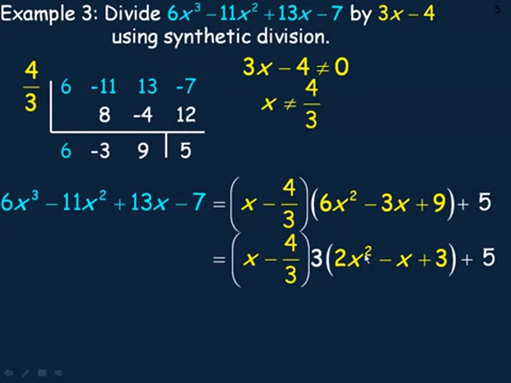Now this is where we get the 3x minus 4 back from. If you take that 3 and multiply it into the binomial in the front, 3 times x is 3x. And 3 times the negative 4/3, I guess, is negative 4, because the 3's in that product divide out, and we just get negative 4. And then, of course, the 2x squared minus x plus 3 plus the 5. And so that's the division statement now with the 3x minus 4.